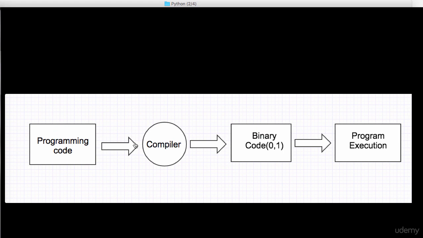So compilers and interpreters are the two important topics that can be related to a programming language, and some of the compiler languages are Java, C++, .NET, C#, etc. And some of the interpreter languages are Python, Ruby, PHP, Perl, etc. All right, so let's come to Python. So what is Python? Python is an interpreted high-level object-oriented programming language which is very easy to learn.